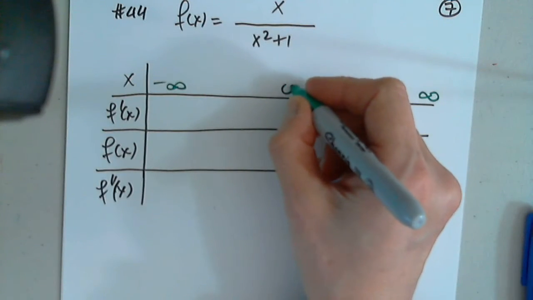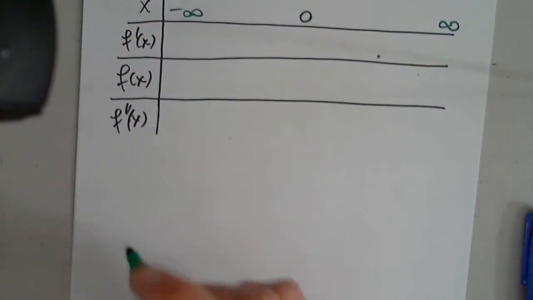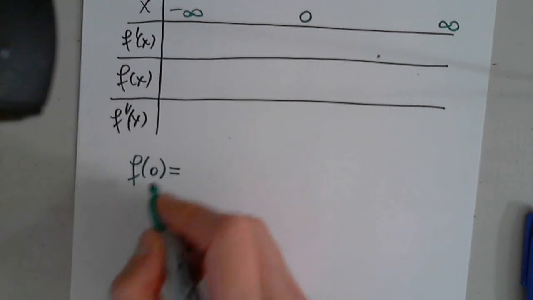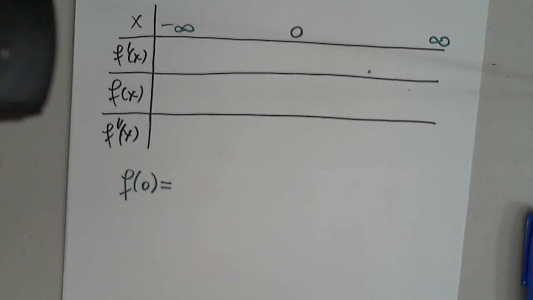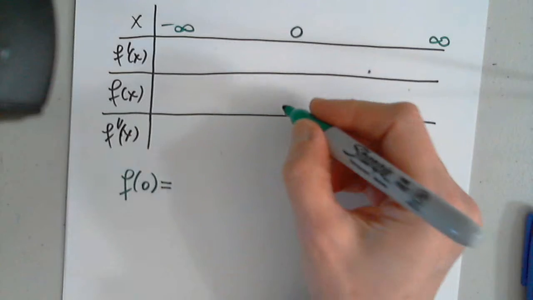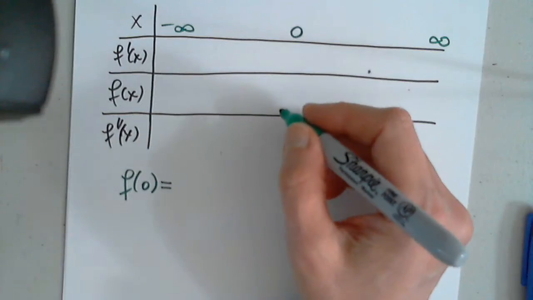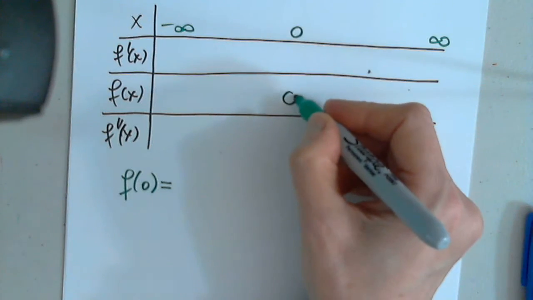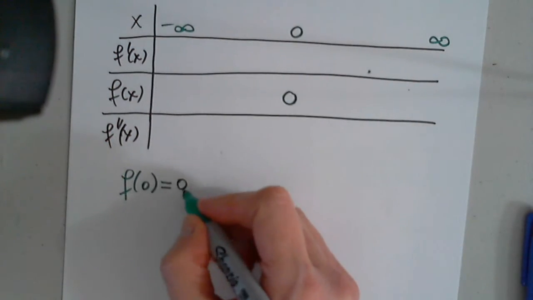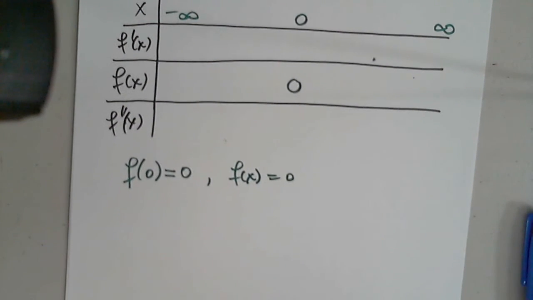So 0 has to be in the table. So let's first discuss the function. I will have to find f of 0. Can anyone give us f of 0? It's 0 over 1, which is 0. Very good. And now if I write f of x equals 0 to find the x-intercepts, I will only get the same point. So this is already done.